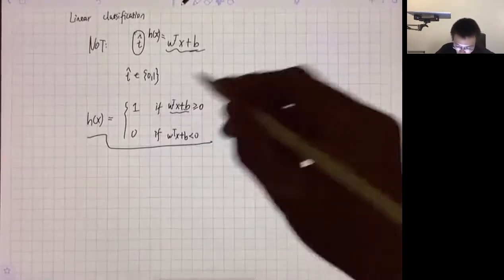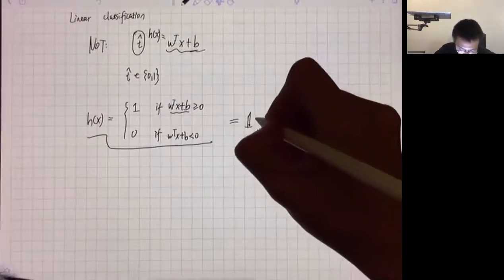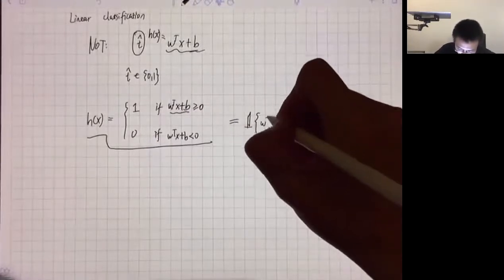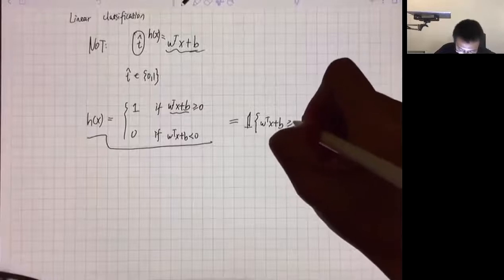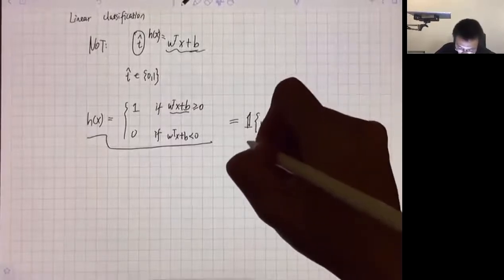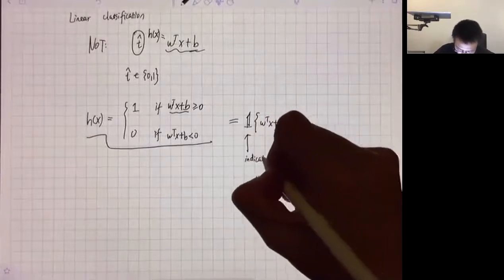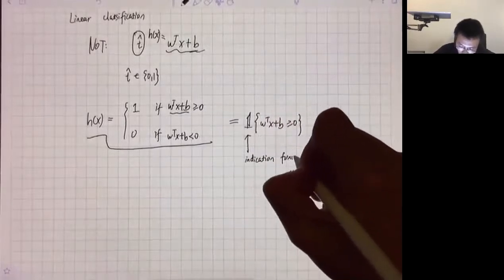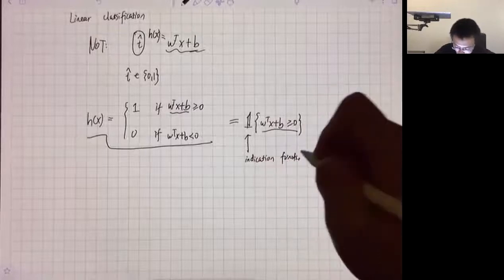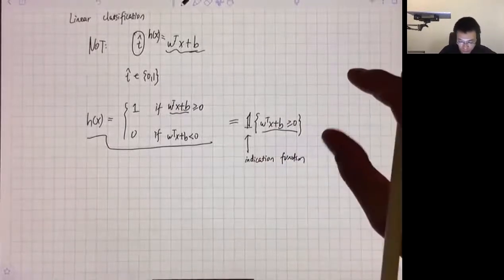So I can compactly represent it by an indicator function, W transpose X plus B is greater than or equal to 0. This one is the indicator function. It gives you 1 if the condition is satisfied, or 0 if the condition is not satisfied.